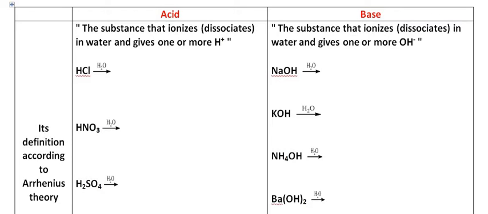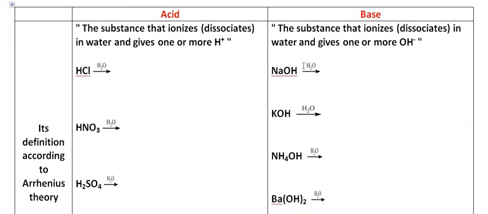For example, hydrochloric acid dissociates in water to give H plus and Cl minus. Nitric acid, HNO3, dissociates in water to give H plus and NO3 minus. Sulfuric acid, H2SO4, dissociates in water to give 2H plus and SO4 2 minus. All acids must give H plus, hydrogen ions or protons. This is according to Arrhenius theory, and this hydrogen ion is coming from the acid when it dissociates in water.